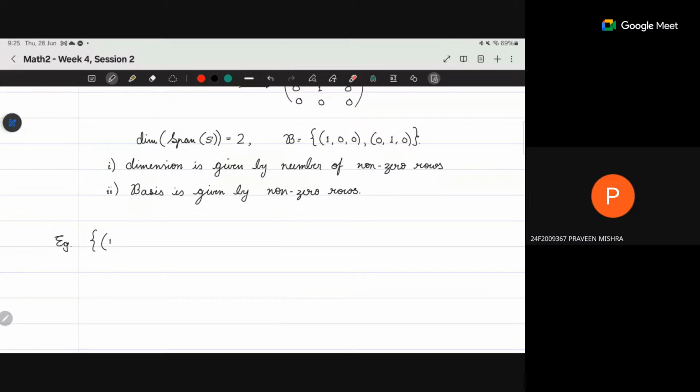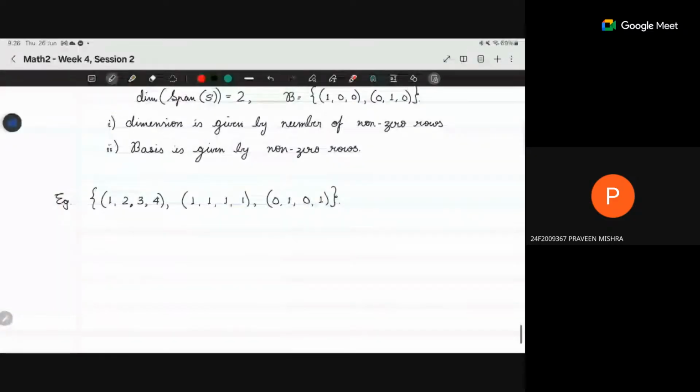Let's take 1, 2, 3. Let's say 1, 1, 1. And then, since we have been doing R3 stuff, let's do something else. Let's take 3 vectors in R4. Something like this. Is it obvious that this is linearly independent?